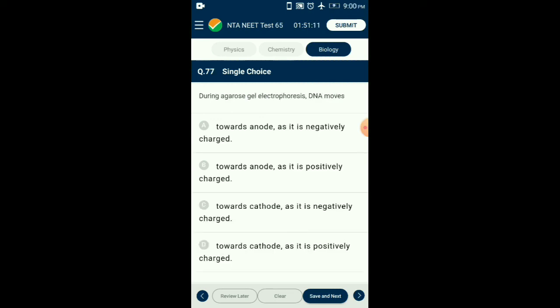Question number 77. During agarose gel electrophoresis, DNA moves. Treating the purified DNA with the restriction enzyme for digestion, the progression of the digestion is analyzed by agarose gel electrophoresis. DNA is negatively charged. It progresses towards the anode. So the answer for this question is option A, towards anode as it is negatively charged.